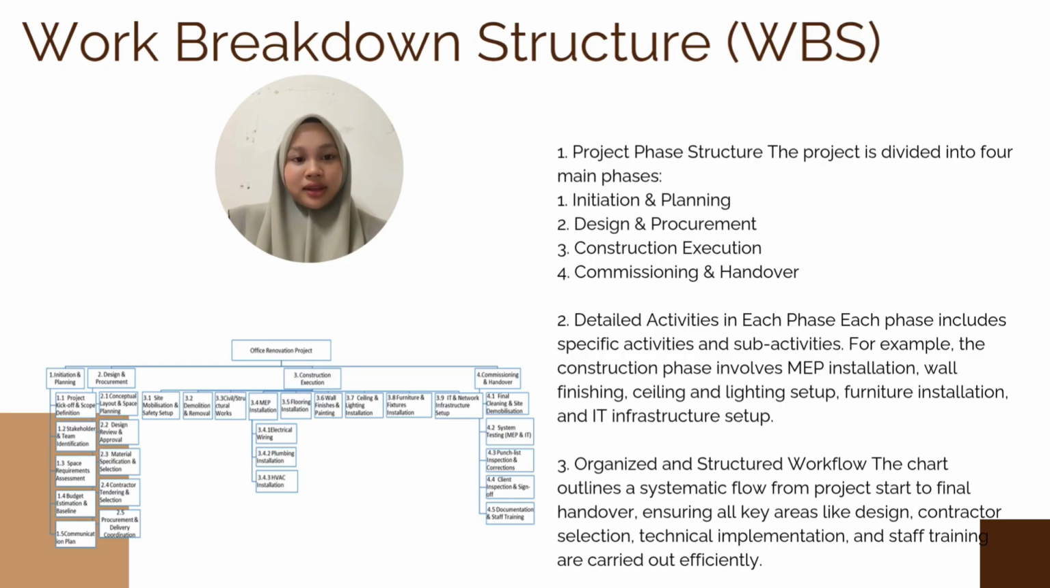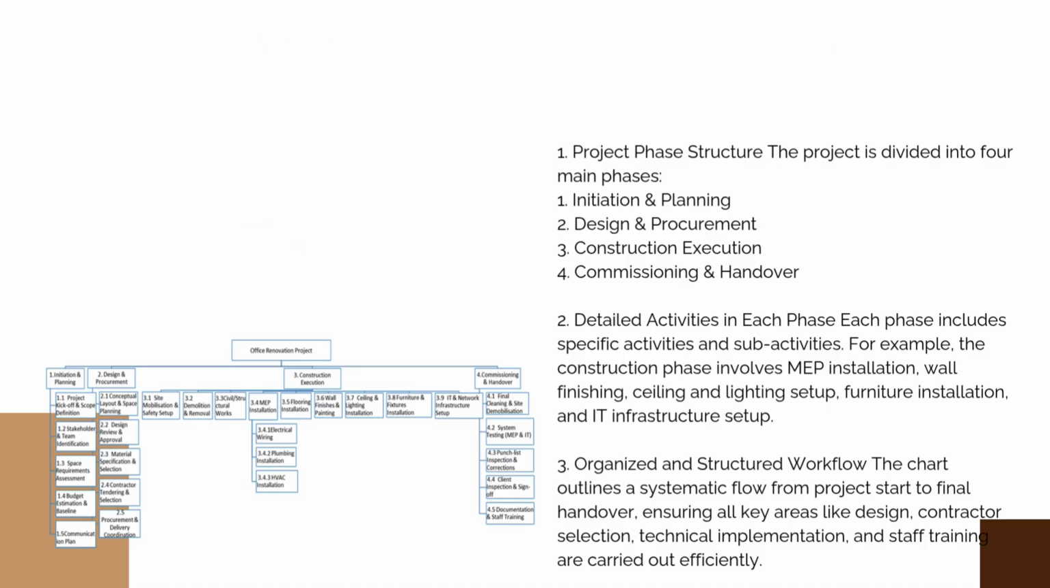Second is detailed activity, and each phase includes specific activity and sub-activity. For example, the construction phase involves MEP installation, wall finishing, ceiling and lighting setup, furniture installation, and IT infrastructure setup. Third is organized and structured workflow. The chart outlines a systematic flow from project start to final handover, ensuring all key areas like design, contractor selection, technical implementation, and staff training are carried out efficiently.